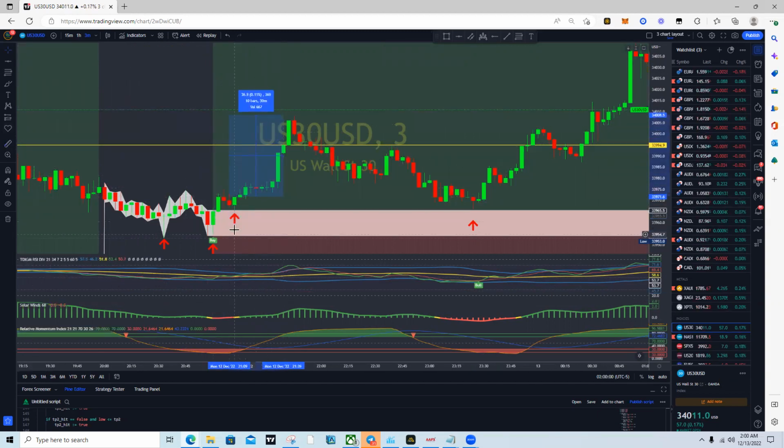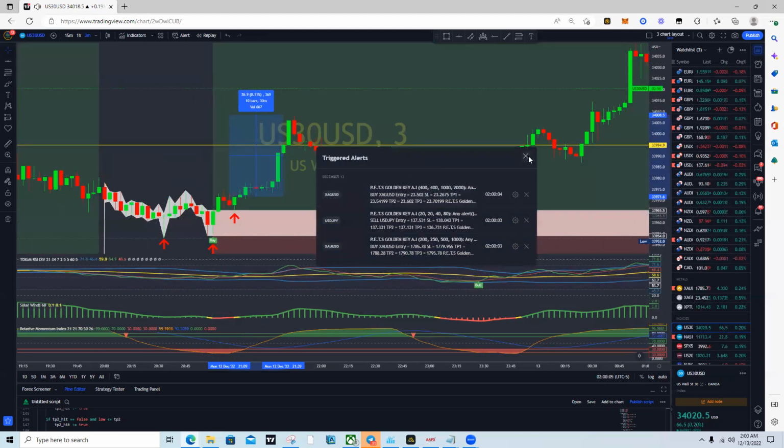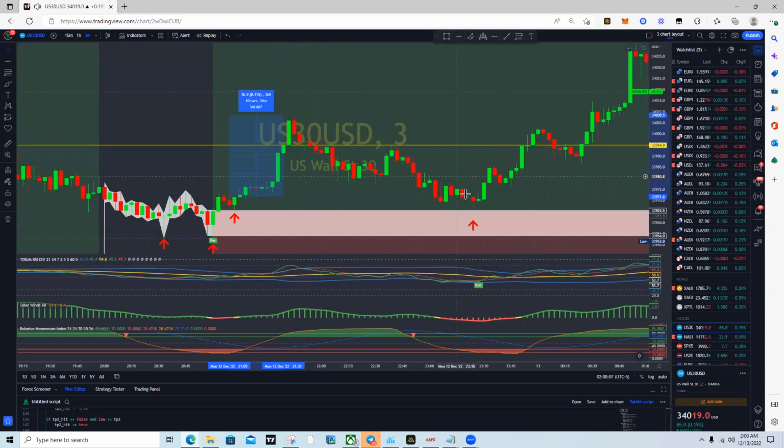It's 40 pips on US30. Quick, within an hour, it can be done. Those are alerts coming from the tool. Notice where it came to: the top of the golden key zone.